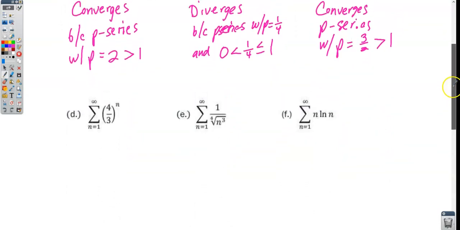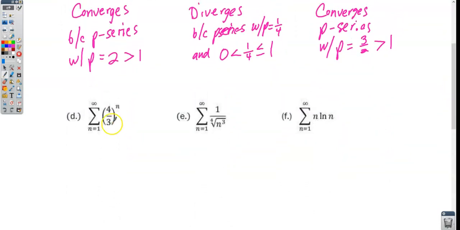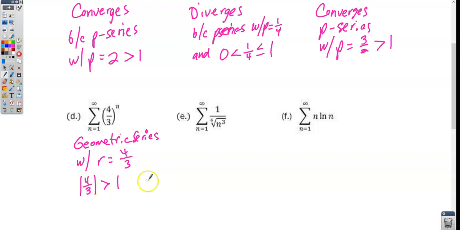All right, part D. This is not a P-series. This is a geometric series. And the r value in this geometric series is 4/3. Geometric series with r equals 4/3. Absolute value of 4/3 is greater than 1, so it diverges.